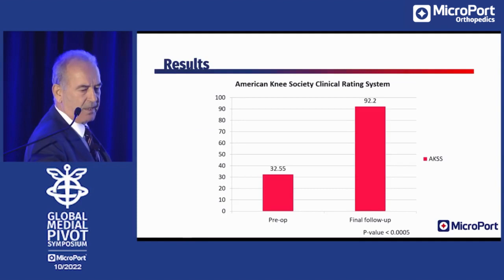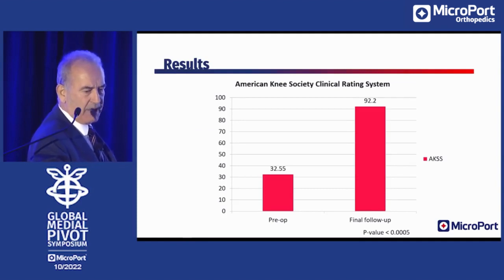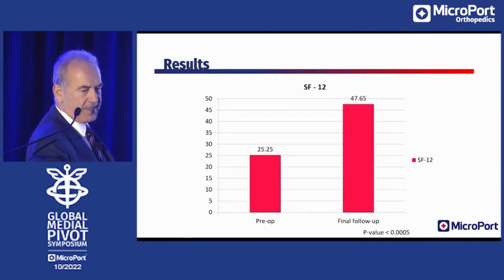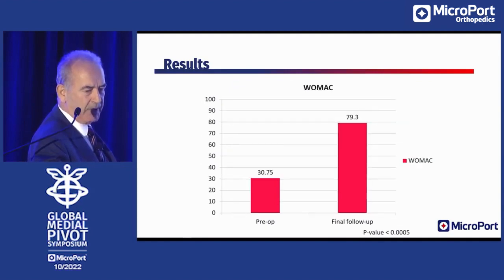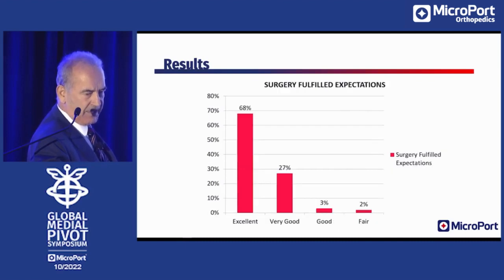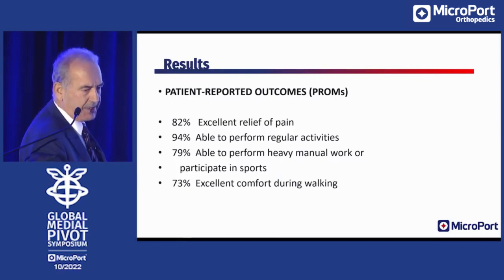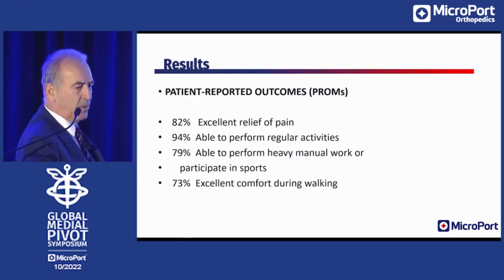And these are our results, or about the American Knee Society score, the Oxford Knee score, the SF12, good improvement, the WOMAC, the surgery fulfilling expectation of the patients. And this is important because 82% of the patients, they had excellent relief of pain. Of course, there are some patients, they complain of pain. We don't know exactly why they complain, but any kind of surgery you do, any kind of implant you use, you will have some unsatisfied patient.